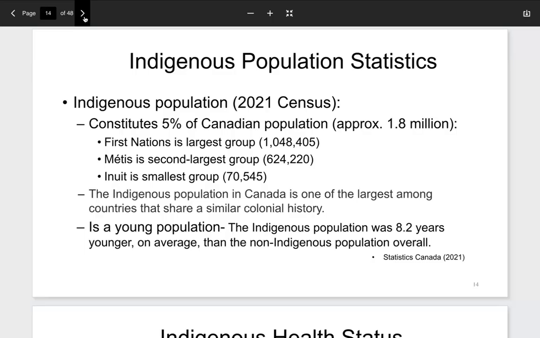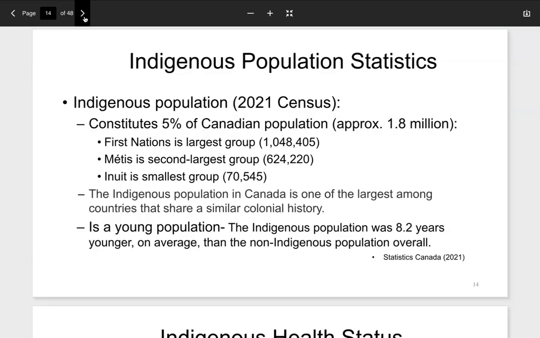So this slide refers to some population statistics for the Indigenous population from 2021, which was the most recent stats that I could find. The Indigenous population constitutes 5% of the total Canadian population. So there's approximately 1.8 million Indigenous peoples in Canada. The First Nations is the largest group, a little bit over 1 million. Then we have the Métis, which is the second largest group, around 624,000. And then the smallest group is the Inuit, around 70,500.